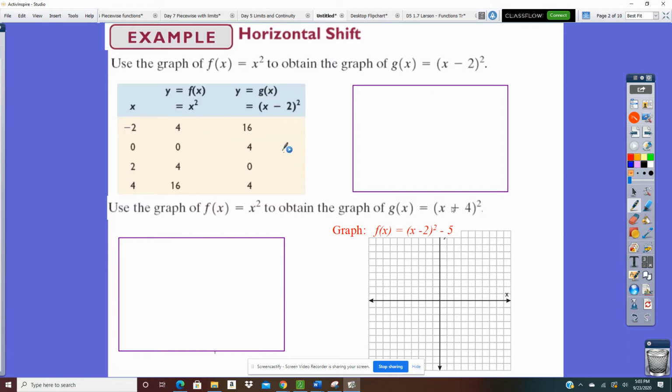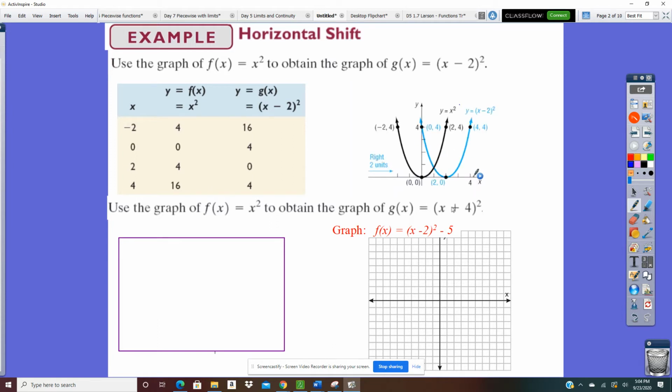You can see your values of your original parabola, and we're going to subtract 2 from those x values. So negative 2 minus 2 is negative 4. So when I square that, I get 16. So if I go and plot those values on my graph, you can see that it actually moved to the right 2. So when you have this, this is moved right 2.